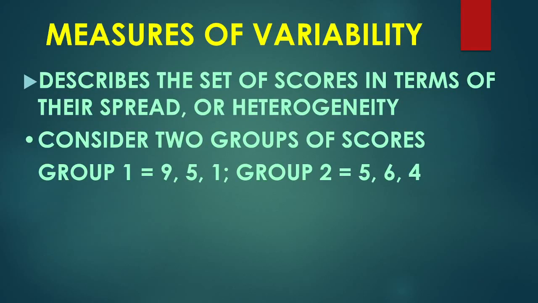What about the mean for group 2? 5 plus 6 plus 4, that's still 15. Divided by 3, it's still 5. So the mean of group 1 and group 2 are the same. But take note. Look at their scores. 9, 5, 1. Compare that to 5, 6, 4. What can you say about the closeness of their scores? Which scores are probably nearest to 5, the mean? Is it group 1 or group 2?